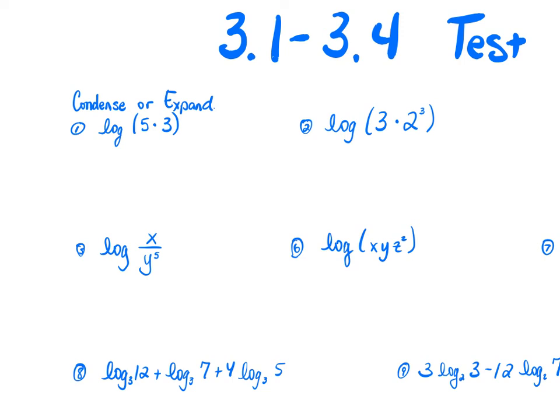This is already condensed. This is already put together, so we're going to pull it apart. When I see that multiplication, I should think addition. So when I pull this apart, this becomes log 5 plus log 3. You're going to be asked to expand or condense and then completely simplify. So at this point, you need to look and say, can I simplify this?